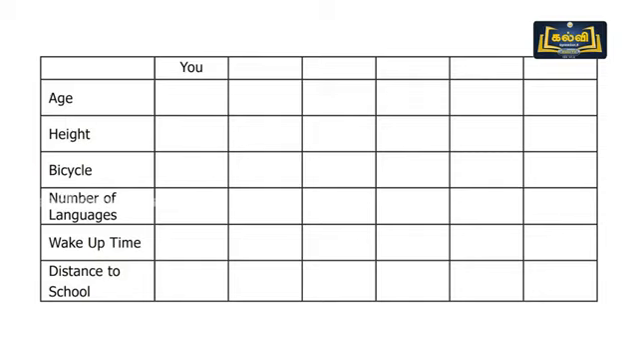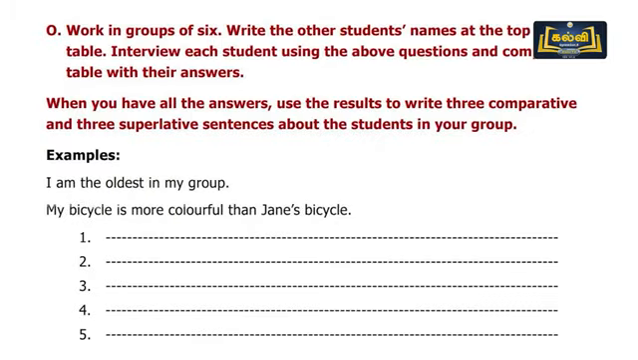See, here is a tabular column, a worksheet. Work in groups of 6. Write the other students' names at the top of the table. Interview each student using the above questions and complete the table with their answers. It may vary according to the person.